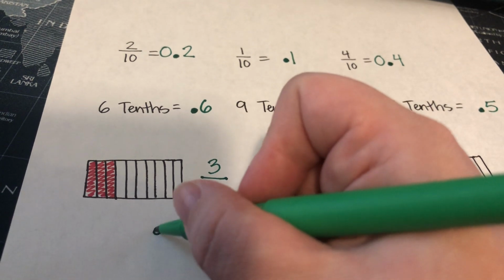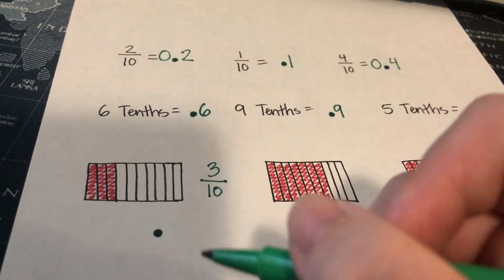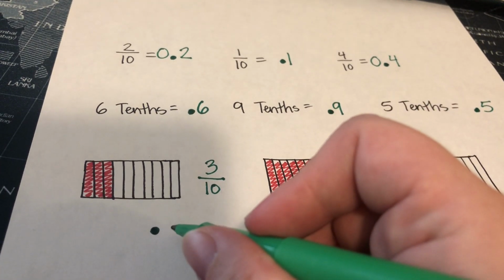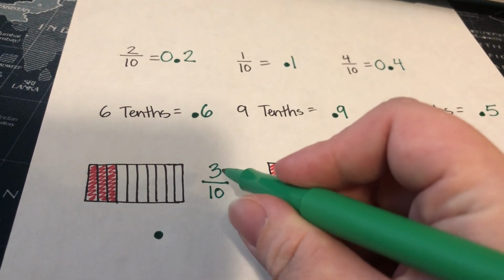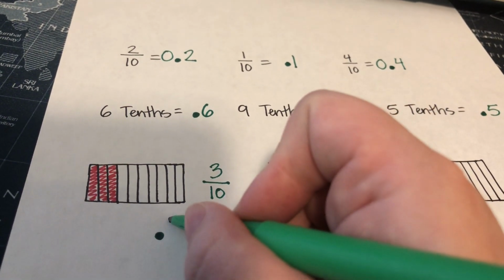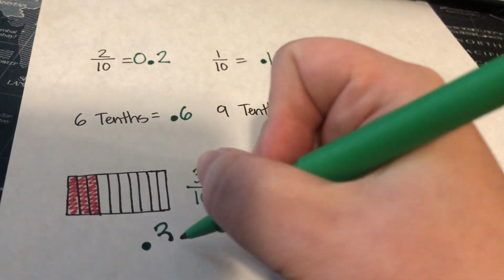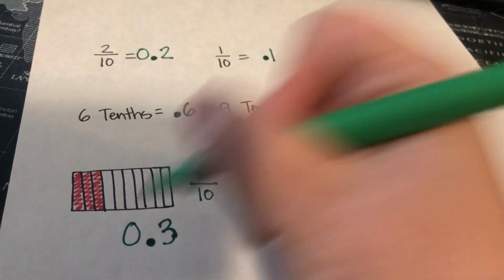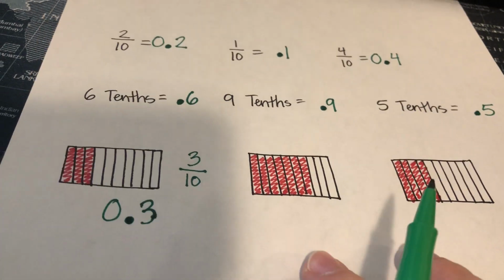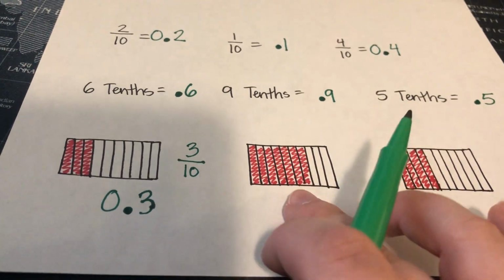Now, how can I write 3/10 as a decimal? I'm going to do my decimal right here. And remember, my tenths is directly to the right of the decimal. So how many tenths do I have? I have 3/10. So I'm just going to write 3. Paper slipped. 3/10 right there. Now I could do a 0 in front if I want, or I can leave it just 0.3. All right, the next one.